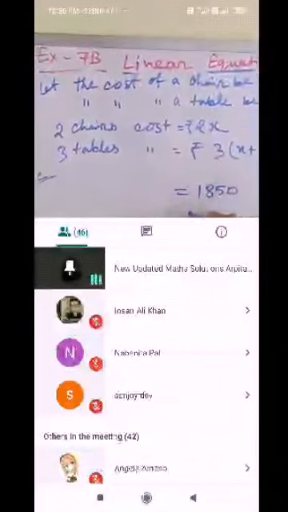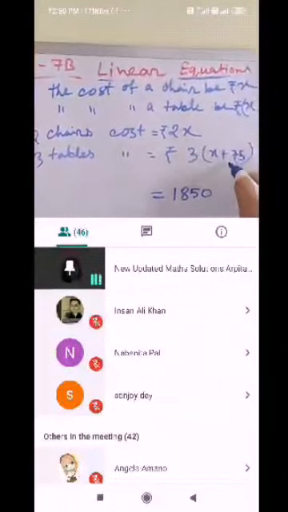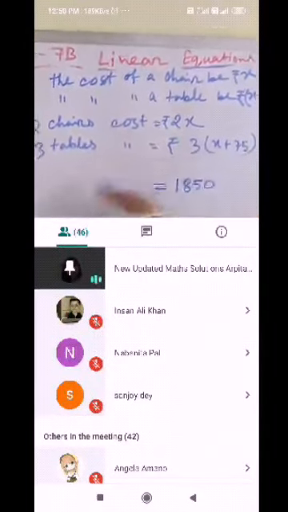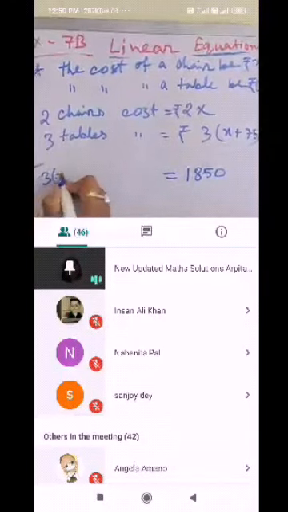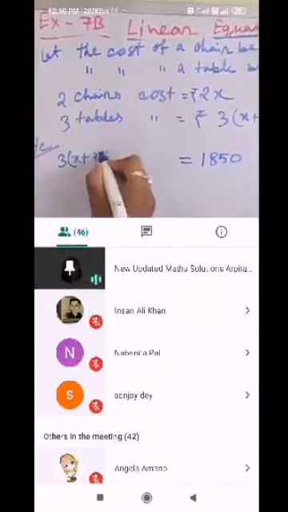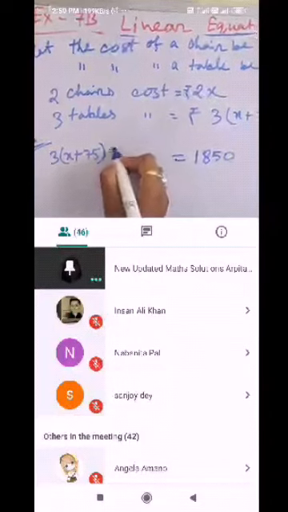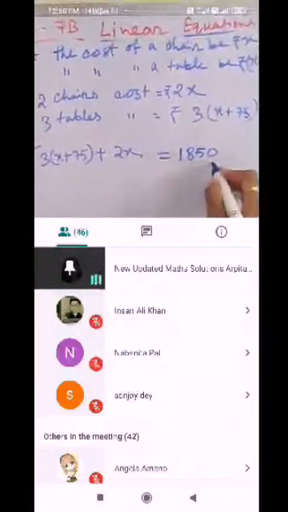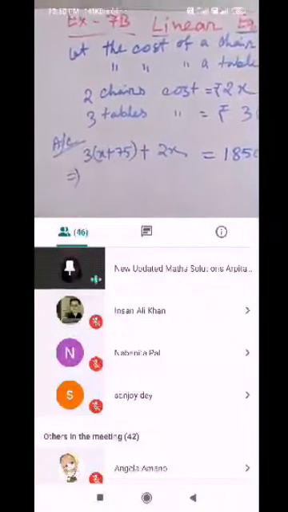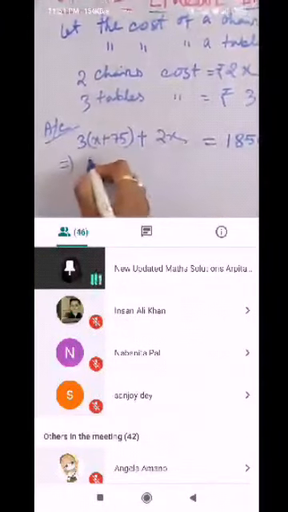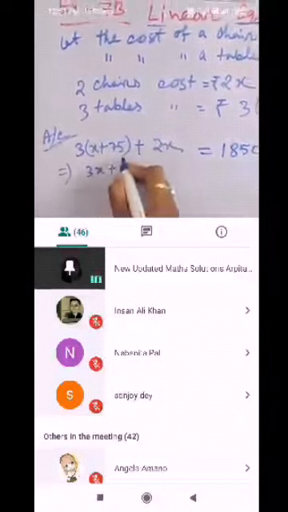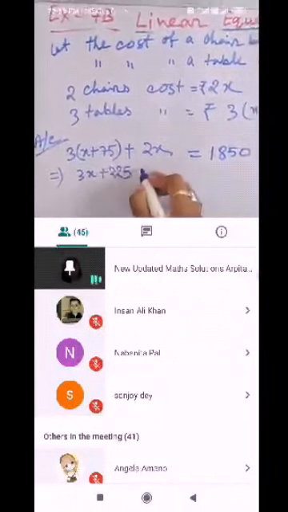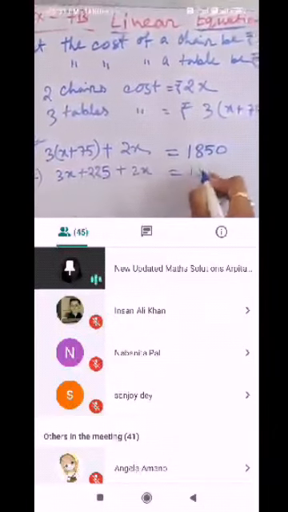1850 is the total cost. That means this one plus this one. 2 chairs cost 2x, 3 tables cost 3 into x plus 75, plus 2x, and this is the total cost. So let's calculate it and find out the value of x. 3x plus 225 plus 2x equal to 1850.